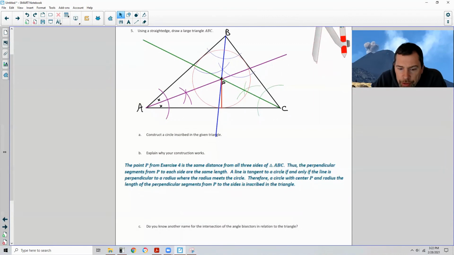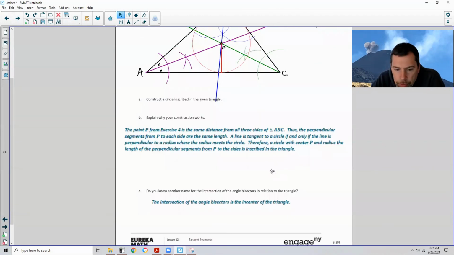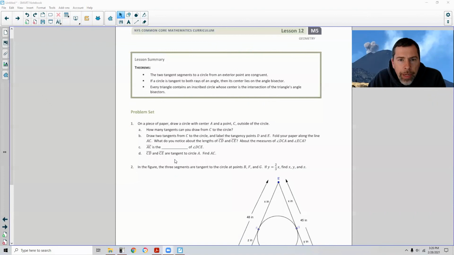C says, do you know another name for the intersection of the angle bisectors in this situation? Okay, we have done it already. Okay, and it is called the incenter of the triangle. Okay, page 6 brings us to the end of lesson 12. Review the lesson summary and go to your problem set.